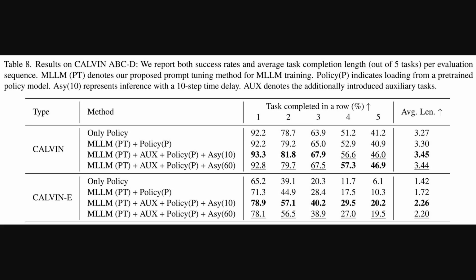Okay, so building on that OpenHelix framework, this table shows concrete performance. We are looking at the Calvin benchmark, including the more challenging Calvin E for enriched instructions, comparing methods by task completion rates. Using the large multimodal LLM with prompt tuning and a pre-trained policy, that is, policy P, improves over a policy-only approach. Then, introducing that auxiliary task, AUX, gives another significant boost, especially for completing multiple tasks. And interestingly, varying the asynchronous inference delay, basically how often System 2 updates System 1, here at 10 or 60 step intervals, has a surprisingly small impact.